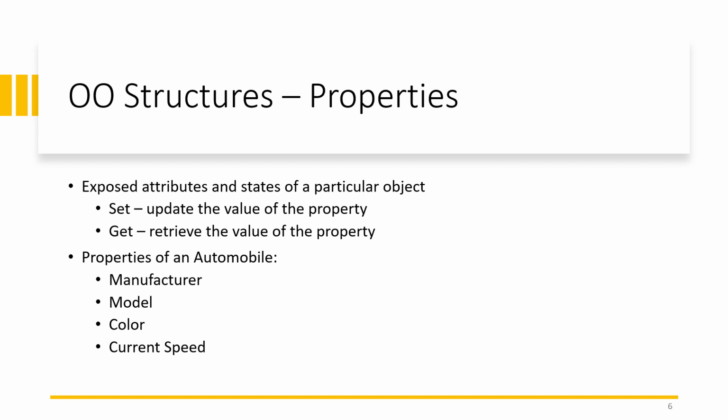For instance, in our car example, we can think of lots of attributes of an automobile. A few that we talked about before and that are listed here include the manufacturer, the model, or the color. These things don't change very often, but also we have an attribute called current speed, which may change regularly.